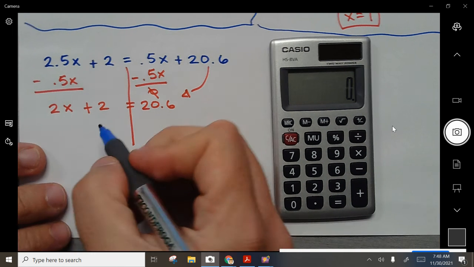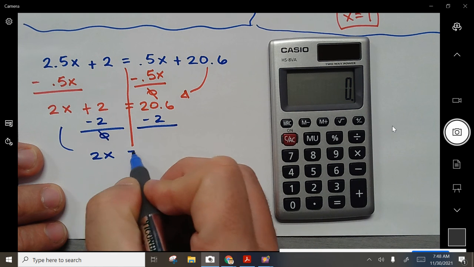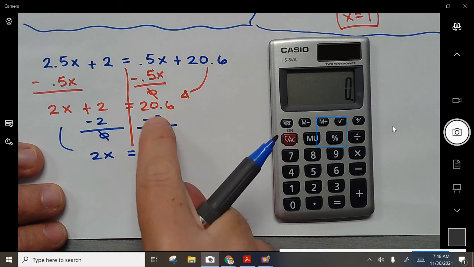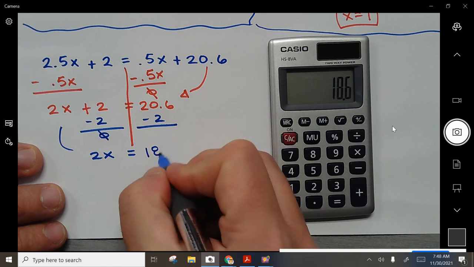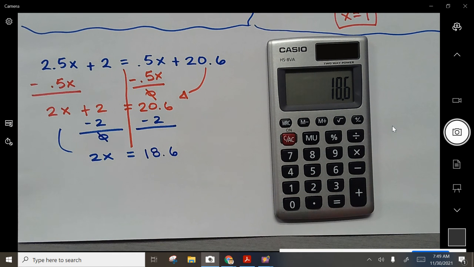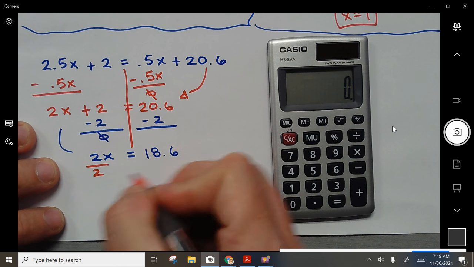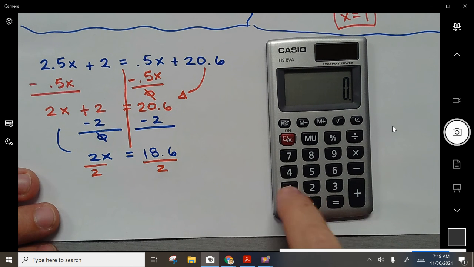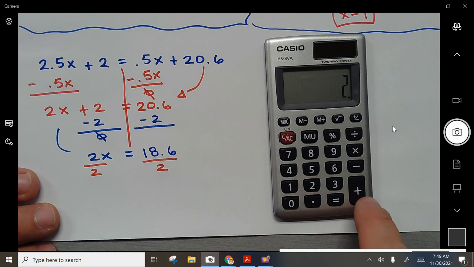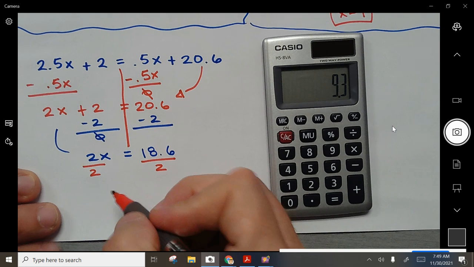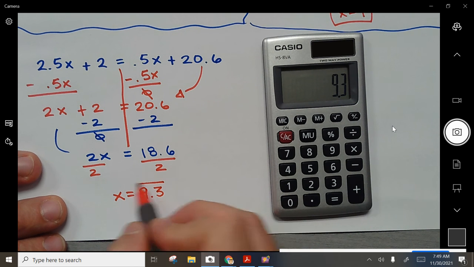Well, the next step from here, all right, 2x, and then let's go ahead and subtract this, 20.6 minus 2, 18.6. Okay, don't worry. Let's keep it going. Now, our last step, divide by 2. So I'm going to put 18.6. Remember, you put the top number in first, divided by 2. X equals 9.3. And that's it. Then you're done.